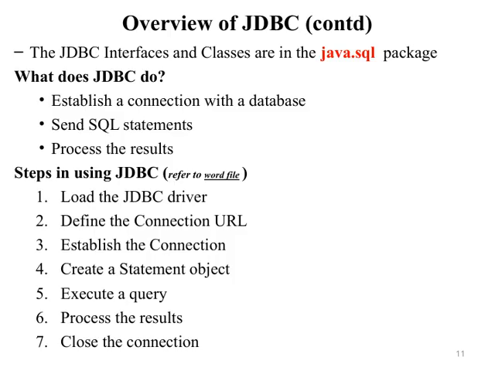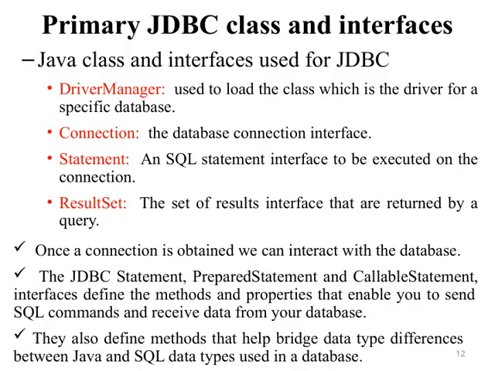Once we have established a connection to the database, we can start interacting with it directly. The JDBC API provides several key interfaces, such as Statement, PreparedStatement, and CallableStatement, that are essential for executing SQL commands. These interfaces define the methods you'll use to send queries and updates to the database, as well as to receive data back. It's important to understand that these interfaces also help bridge the gap between Java data types and SQL data types. Because Java and SQL have different ways of representing data, these methods ensure smooth data transfer and conversion.